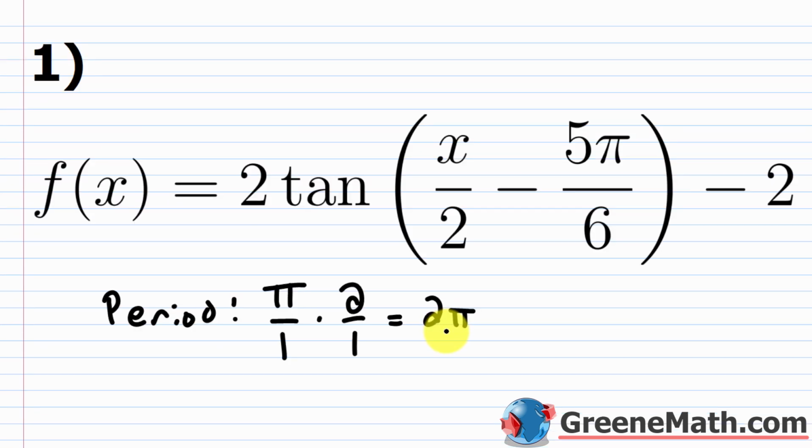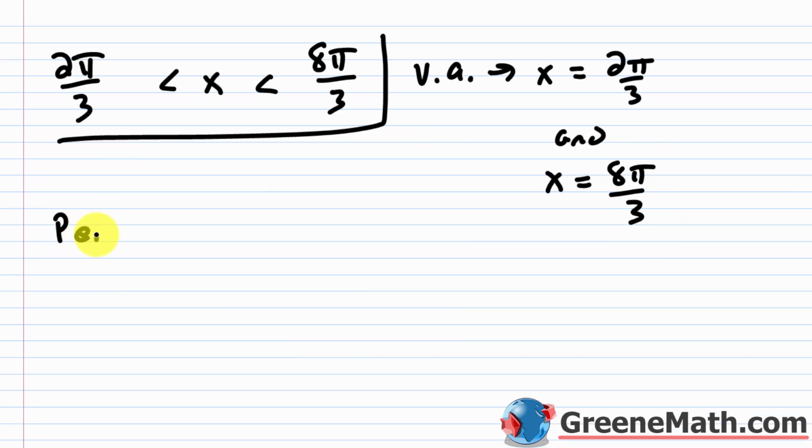So here the period is 2 pi. Let me write that so we have it. So the period is 2 pi. So the quarter period is going to be 2 pi over 4, which is going to end up being pi over 2.